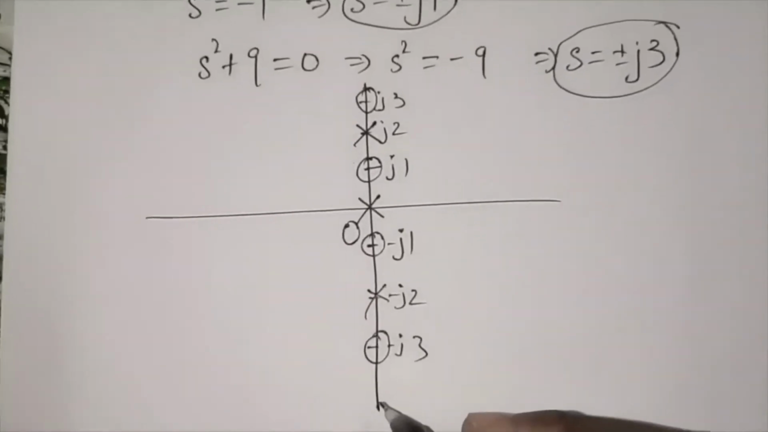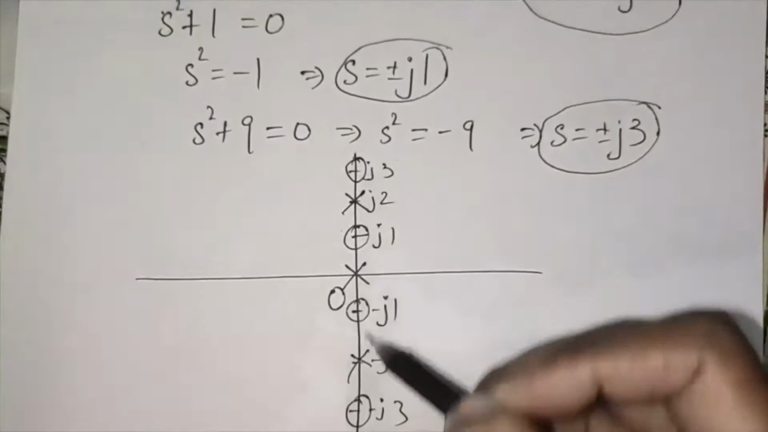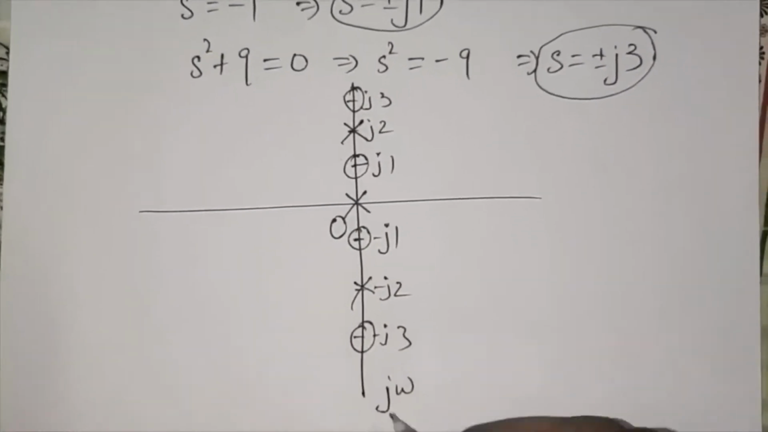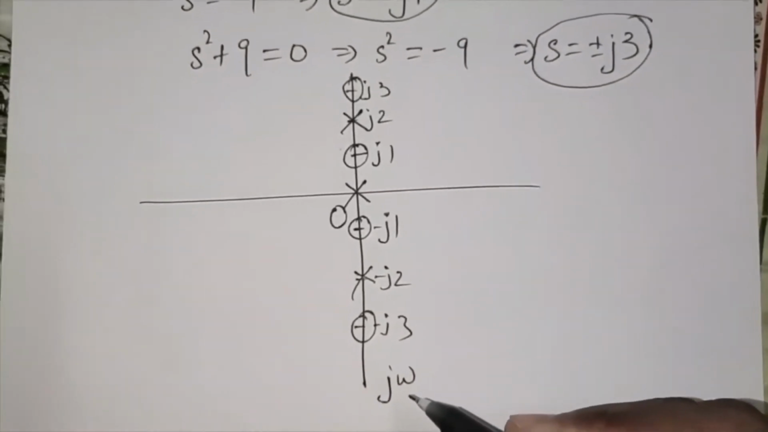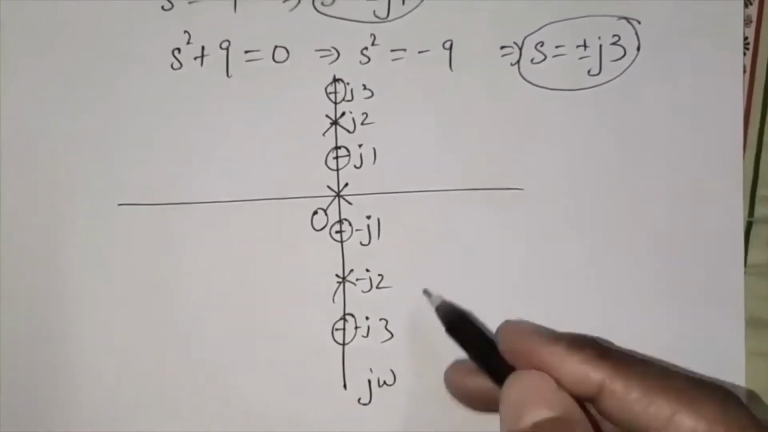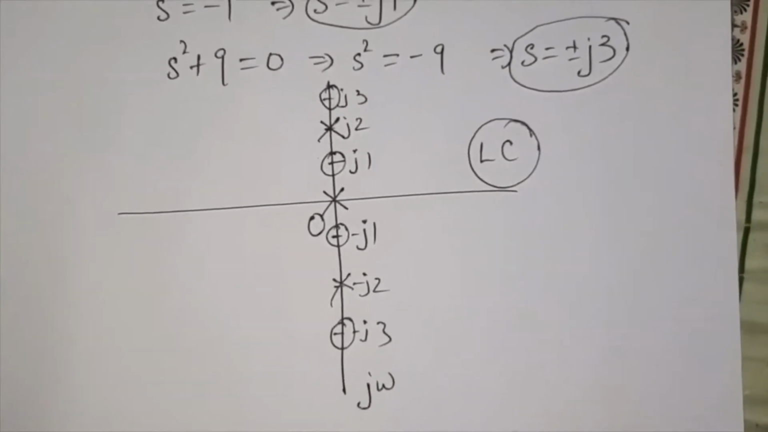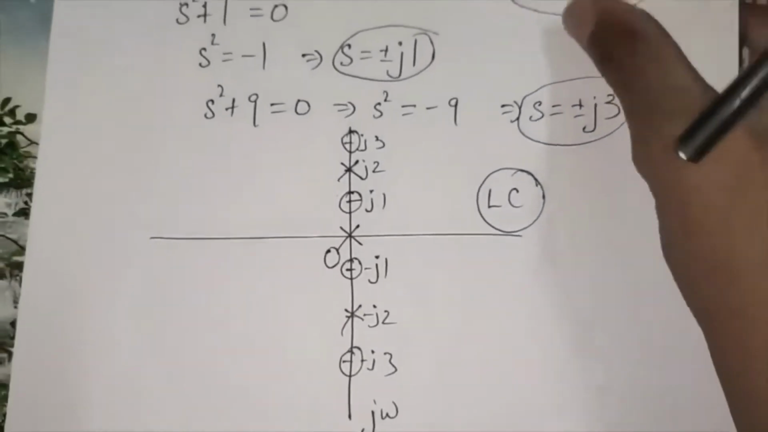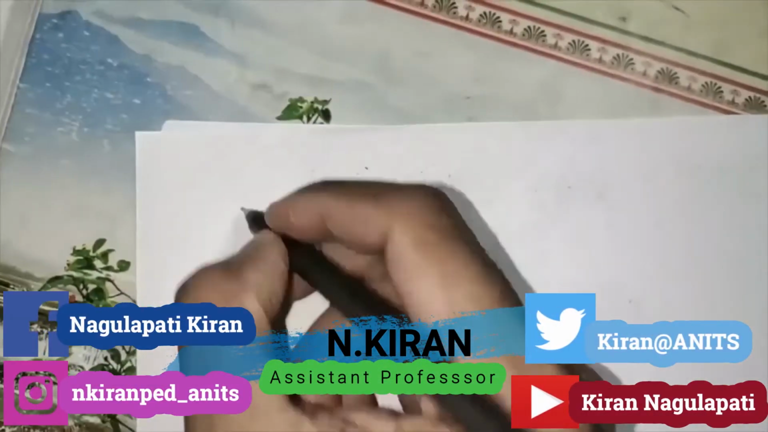So after drawing the pole zero plot, you can see that all the poles and zeros are lying on the J omega axis only. So if all the poles and zeros lie on the imaginary axis or J omega axis only, then it belongs to an LC function. So let us see now how we can synthesize this given function using the first method, that is Foster first form.